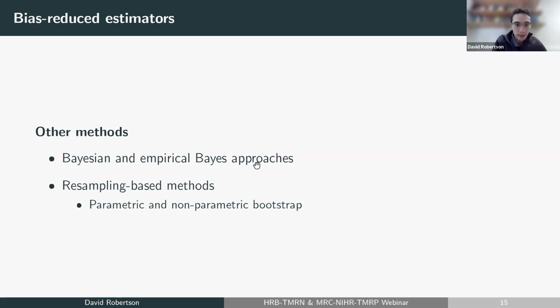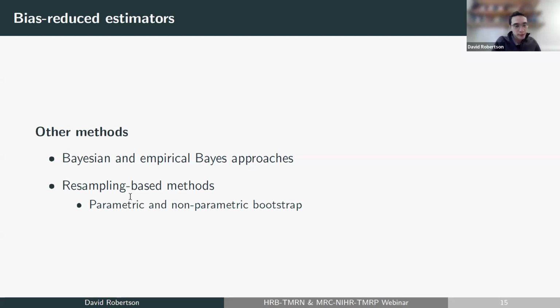Typically, because it's a Bayesian framework, you need to specify a prior. At least in the work I've done on these estimators, they do seem quite promising in terms of reducing mean square error in some contexts.